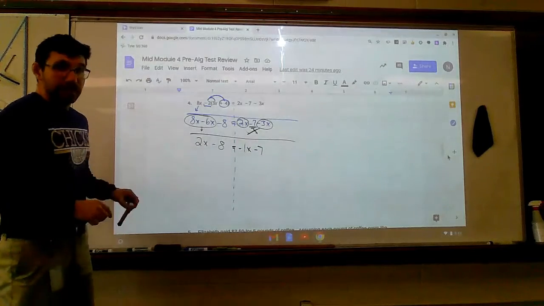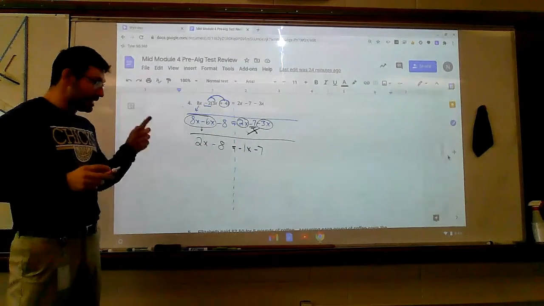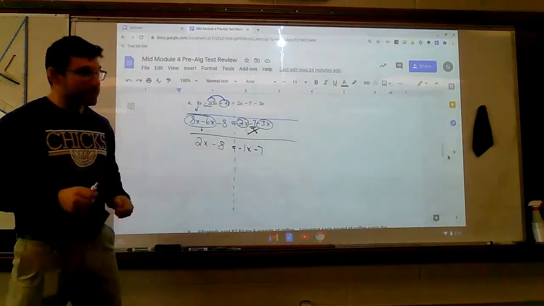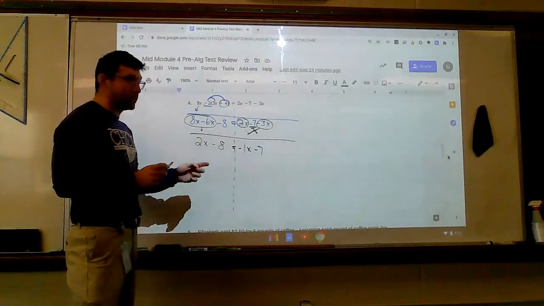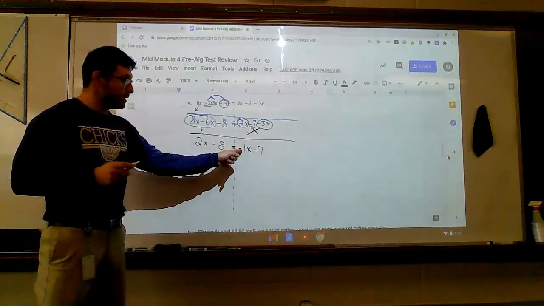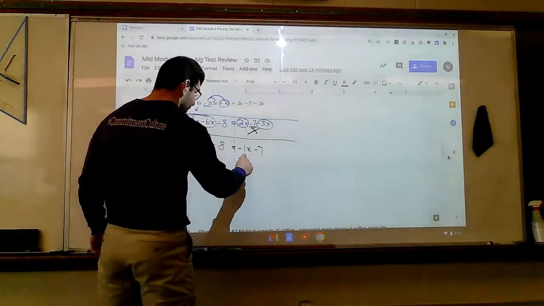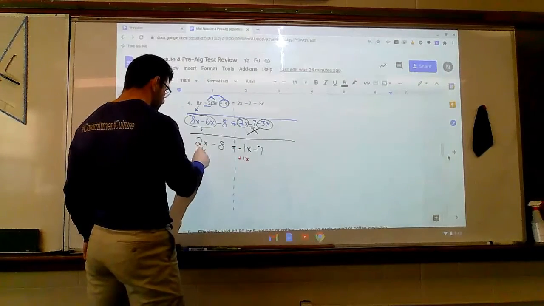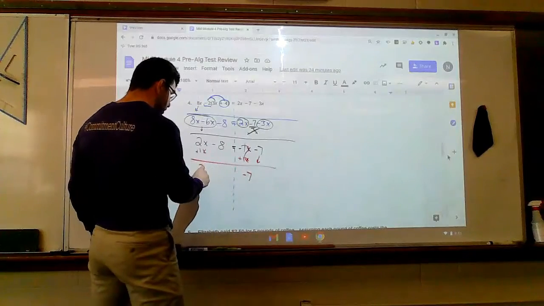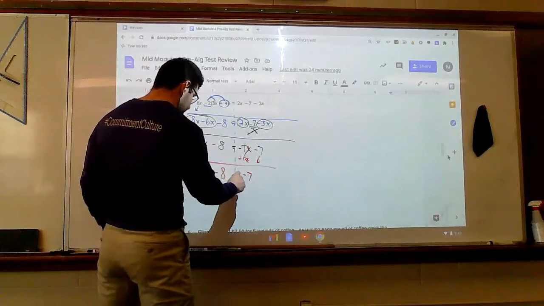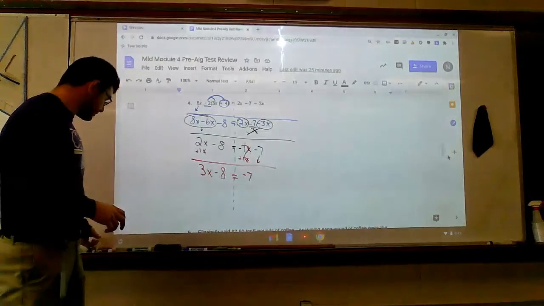Step 4, combine variables on opposite sides. 2x, negative 1x. In this case, my negative 1 is smaller. To move that to the other side, we do the inverse. We're only using adding and subtracting. It's already subtracting, so we're going to add. That comes down, so now I have negative 7. 3x minus 8 equals negative 7.